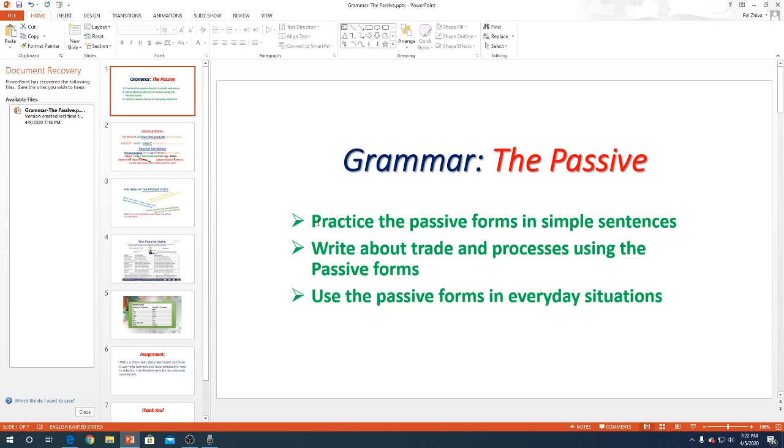At the end of this lesson, you are going to be able to practice the passive verb forms in simple sentences, write about trade and processes using the passive forms, as well as use the passive forms in everyday situations.